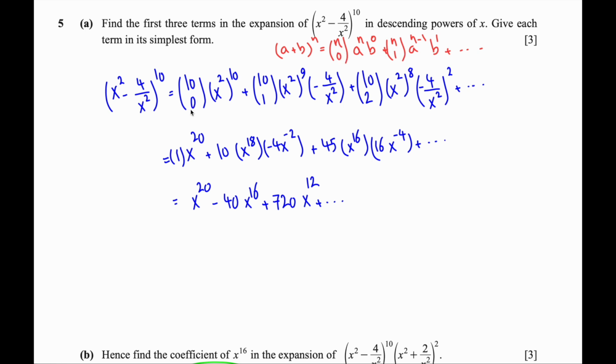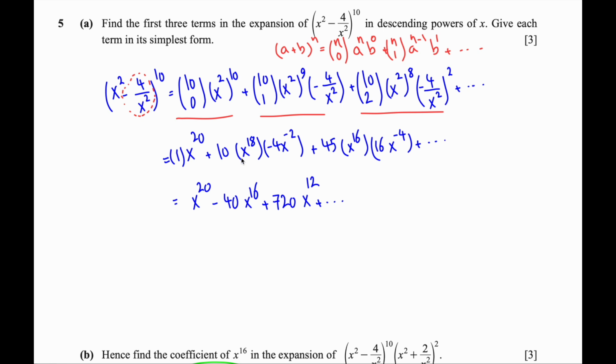So by doing that, I get the first three terms here, but you have to be very careful because my second term is -4/x². As you can see here, I put everything in brackets purposely to make them separate and avoid any confusion.